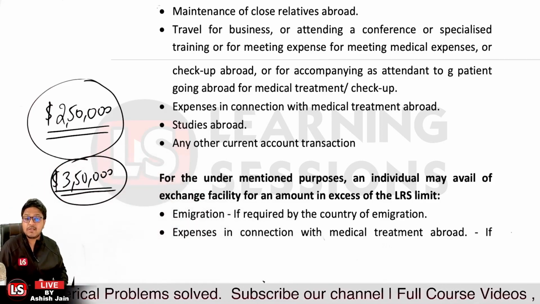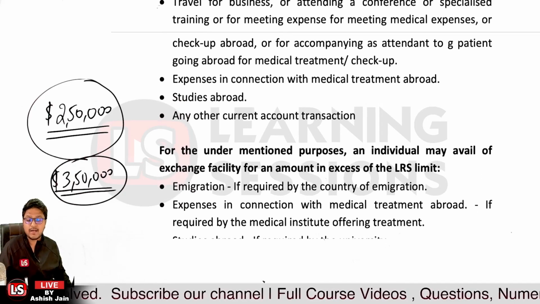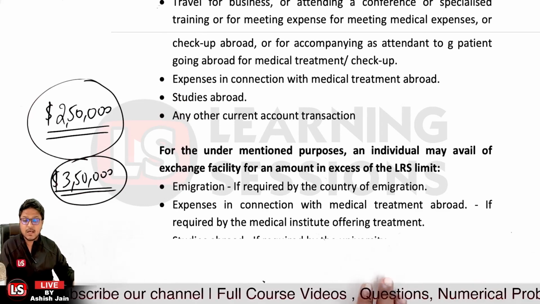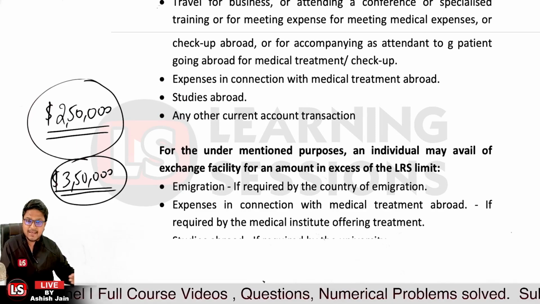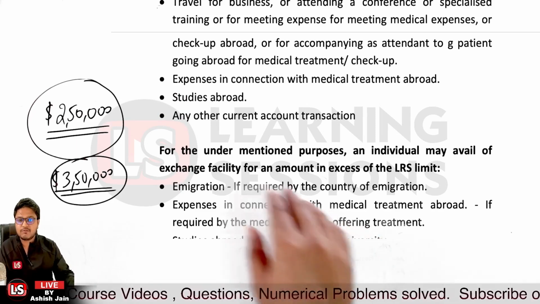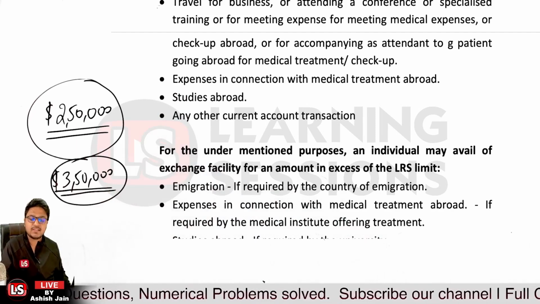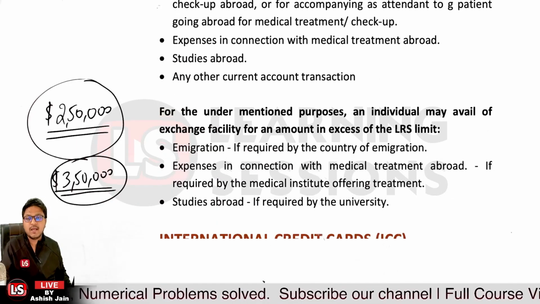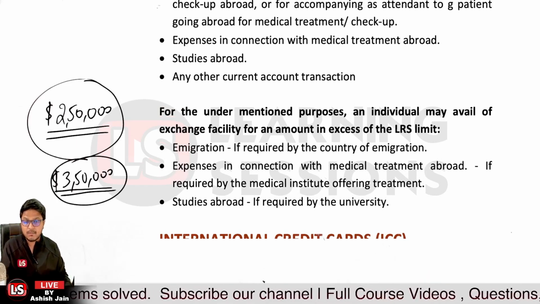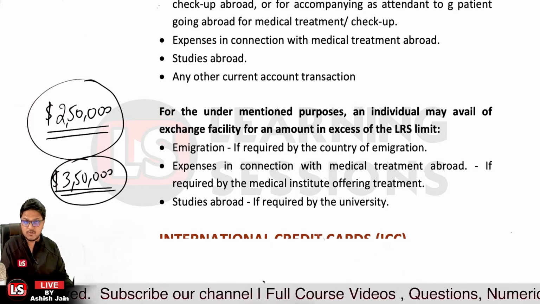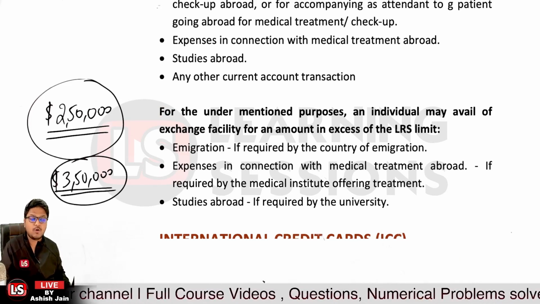And further, it's related to expenses in connection with medical treatment abroad. A quotation will be sent by the medical institute offering the treatment, showing that the expenses will exceed 250,000 USD. In that case, you can remit an amount exceeding 250,000 USD. And also, when you're going to study abroad, if the university requires that you pay an amount exceeding 250,000 USD, which is permitted under the LRS, you can remit the extra amount.